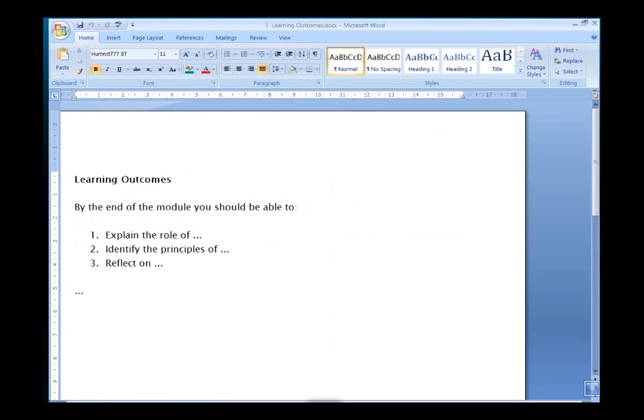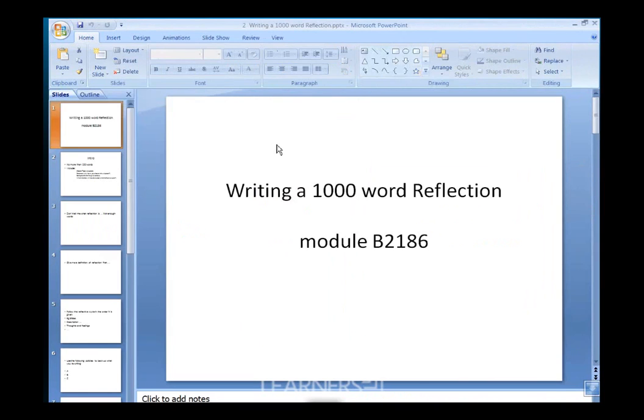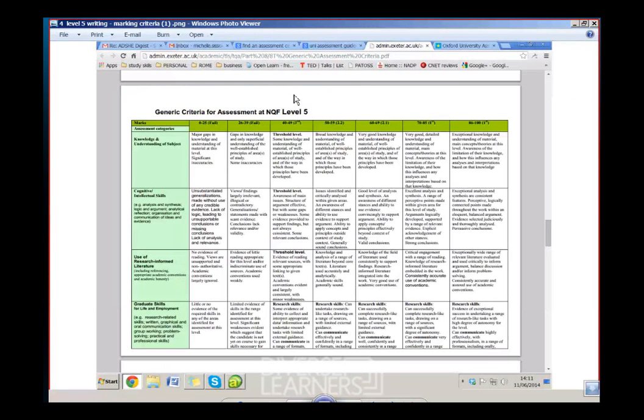And if we think about the student having the introductory session for the essay, it's often given in a lecture setting with a PowerPoint presentation. So here we have the slides from the PowerPoint itself. We would also possibly want to be looking at the marking criteria for the writing level for the student. So here we've got a copy of level 5 writing marking criteria as well. So that would be useful for the student to refer to.